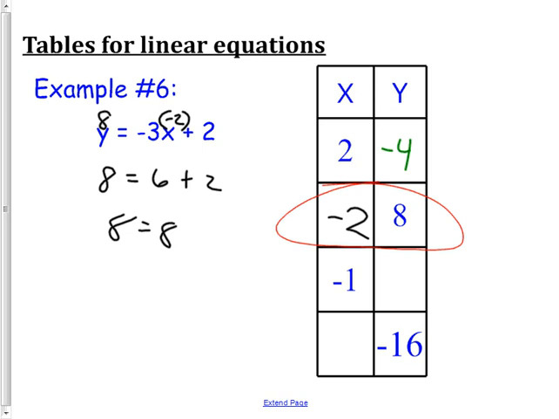That's all there is for tables. You just take the number they give you, stick it in, figure out the other number. What you're really getting is a set of points. That's a point, that's a point. This next one will be a point on the graph. All right, and that's all we need to know for today's. So that was a fairly easy one.